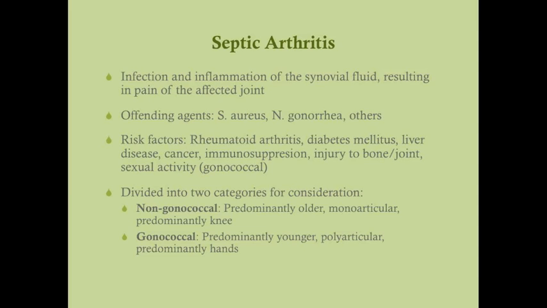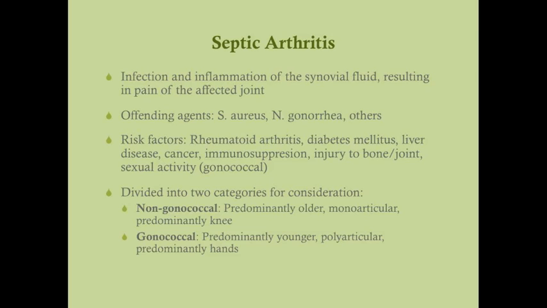Septic arthritis is divided up into non-gonococcal septic arthritis, which tends to be in predominantly older patients. It tends to stay in one joint, like the knee, and the knee is the most common joint in which it will present. Gonococcal arthritis tends to present in younger patients in their 20s, 30s, and 40s, and it tends to be more of a migrating arthritis, so it can occur in different joints at different times. The hands are a particular place that this presents, but it can present anywhere.